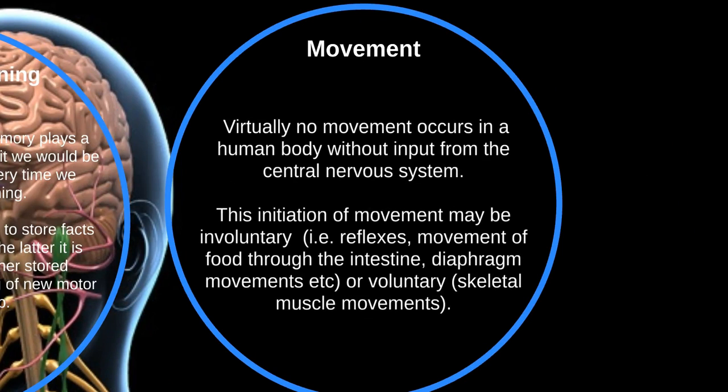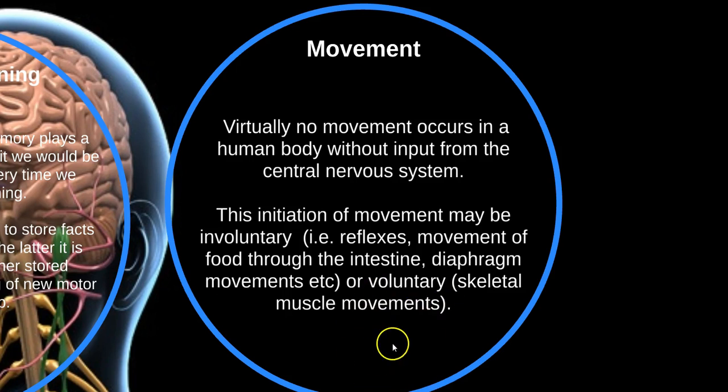The final function we'll make note of is movement. No movement occurs in the human body really without input from the central nervous system. So it may be an involuntary movement such as a reflex or the pushing of food or fluid through your bloodstream or through your digestive system, or it could be conscious and deliberate voluntary actions that we decide to do, like picking up a weight and doing curls, or throwing and catching a ball.